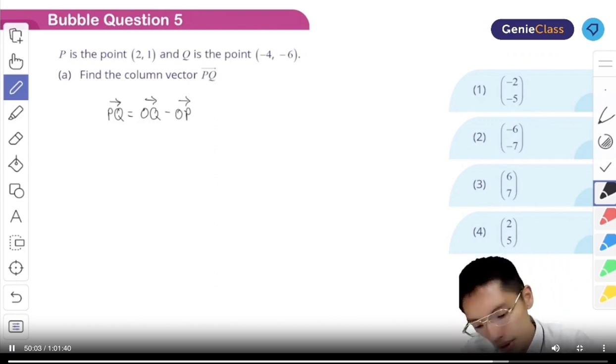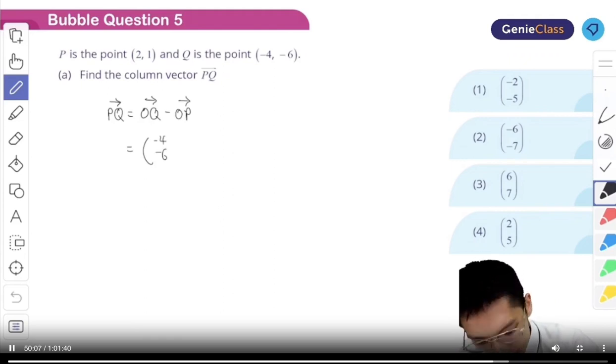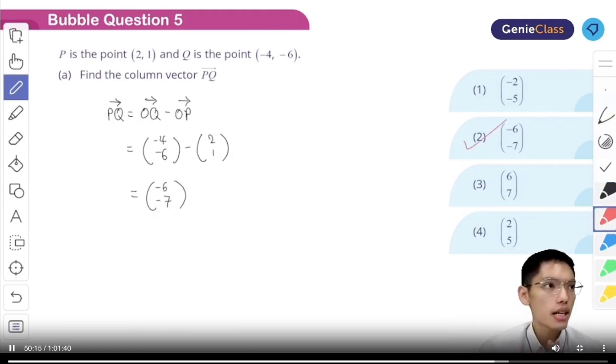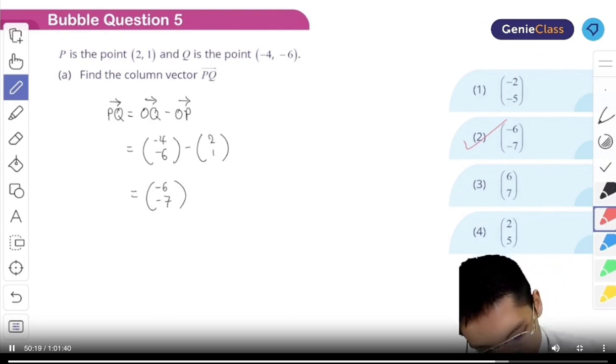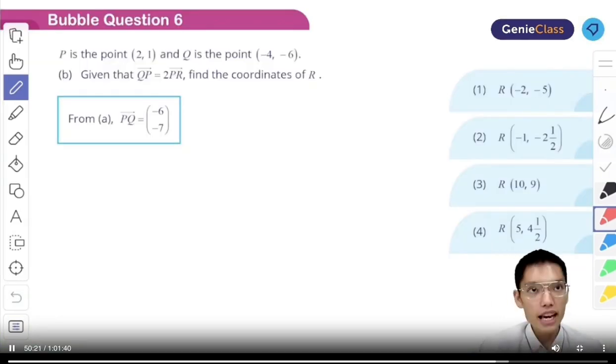Okay, so not too bad, most of you got it, but let me just summarize. In this case, minus 4, minus 6, minus 2, 1, and that's where I have minus 6, minus 7. That is P cubed. Right, that's why answer is 2 over here. Now next one, what would I have? From A, you have this vector. How would I solve for the coordinates of R?